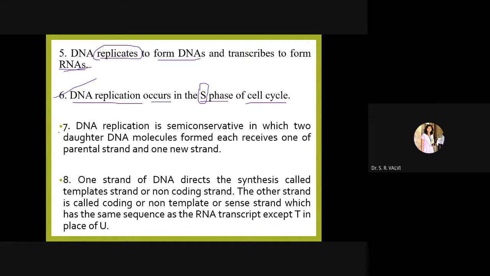Next characteristic: DNA replication is semi-conservative. Why is it called semi-conservative? Because see, this is the old strand.